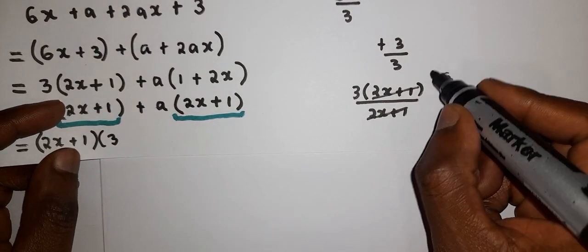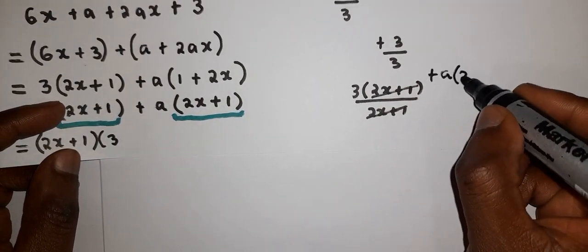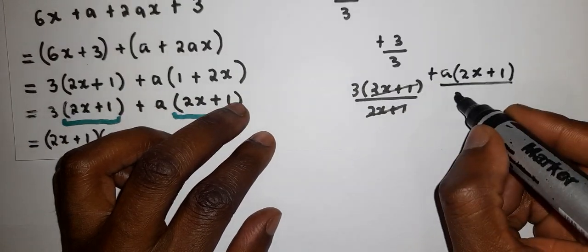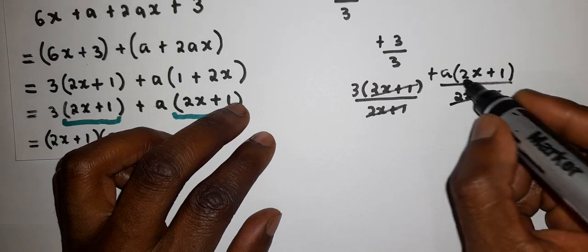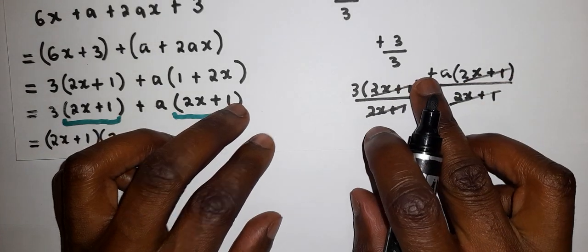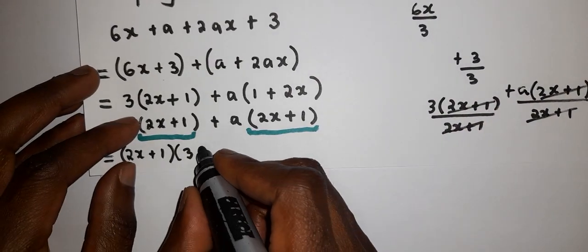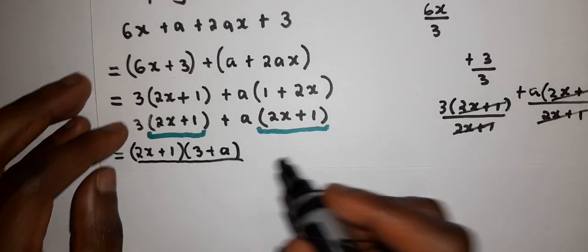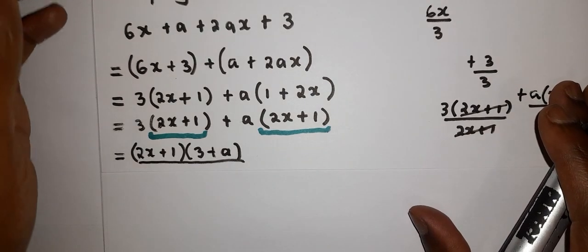Then we go to the second term, which is positive a into 2x plus 1 divided by 2x plus 1. Again, these two will cancel out. We are left with a positive a. Ladies and gentlemen, this will be your answer to factorizing by grouping.